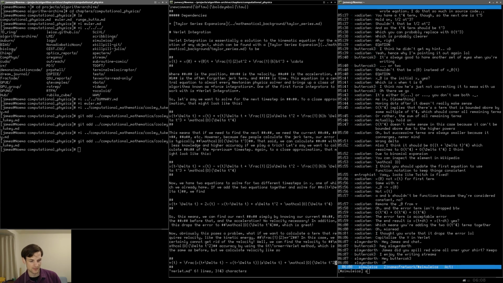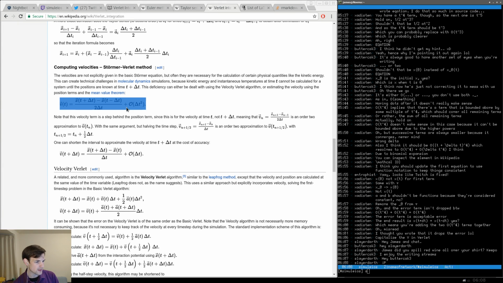But basically, it's actually over here on Wikipedia. So this guy right here is order t squared, right? So x of t plus delta t minus x of t minus delta t here. And that's okay. But if we want kind of a worse approximation of velocity, we can just turn this to x of t instead of x of t minus delta t. Why don't we have to put that over 2? Oh, and it's for the next time step here. So basically we can find the next velocity if we need it. And that's okay.